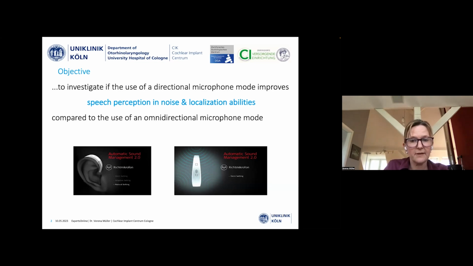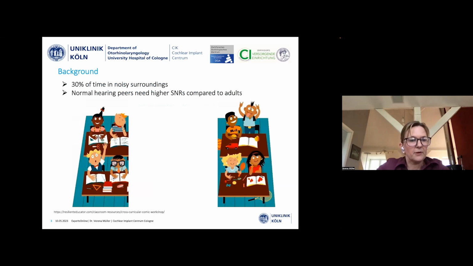And why were we interested in that? Because I will give you a quick background. Because children spend a minimum of 30% of their time in noisy surroundings, such as a school classroom, or in real life in situations with a lot of noise and talkers. And if you see those two pictures, it's not only that on the left side they are taking part in the lesson and the others are quiet, but you have mostly the situations that there is surrounding noise, they are making fun, they are talking. And so you have unfavorable signal to noise ratios.